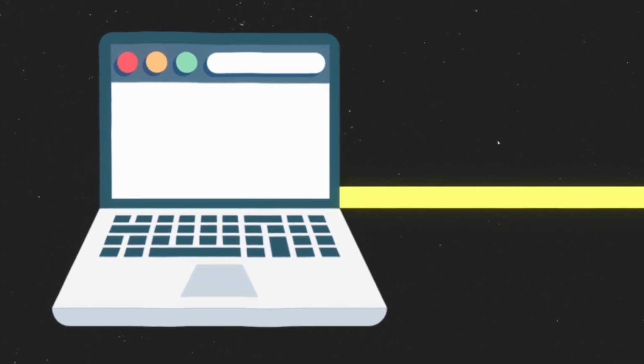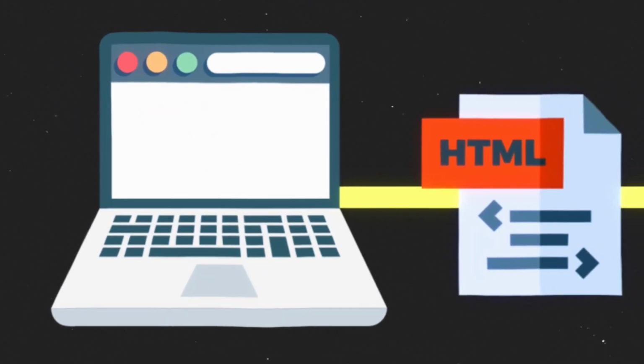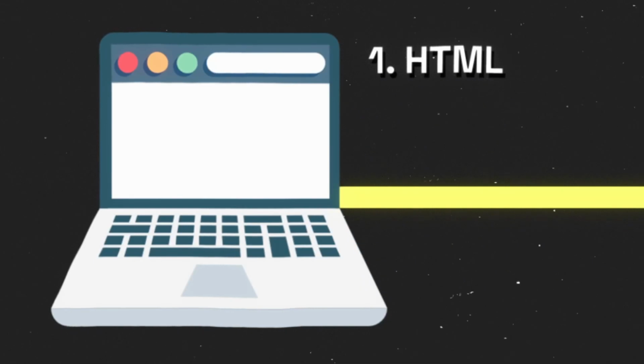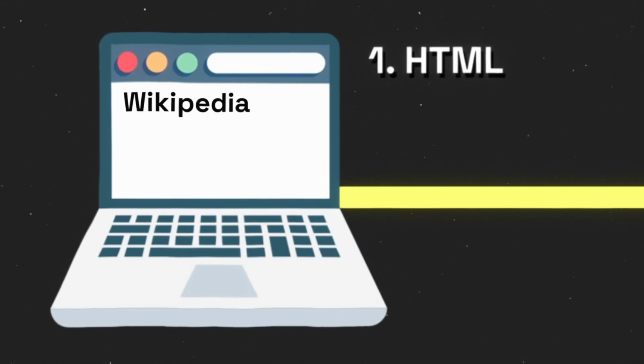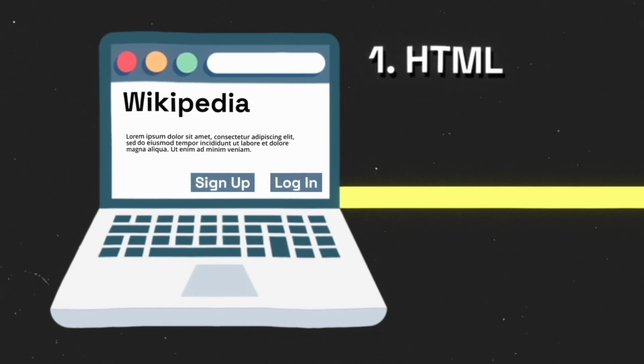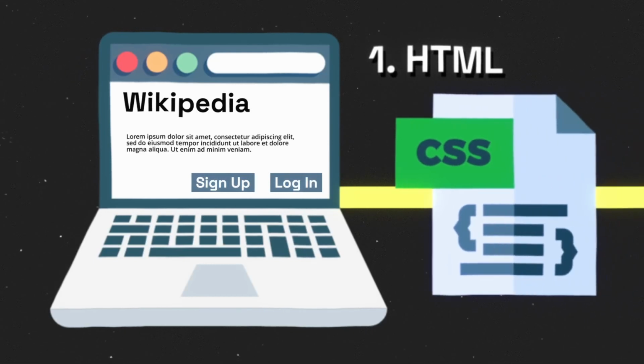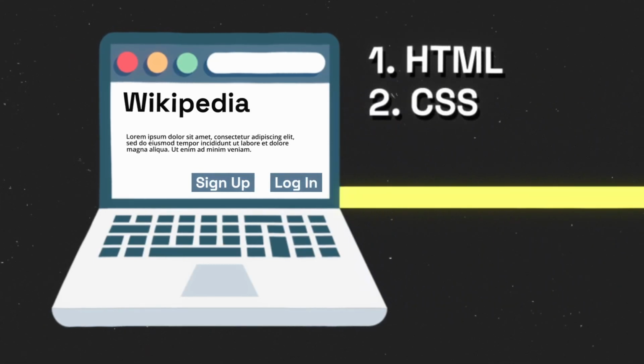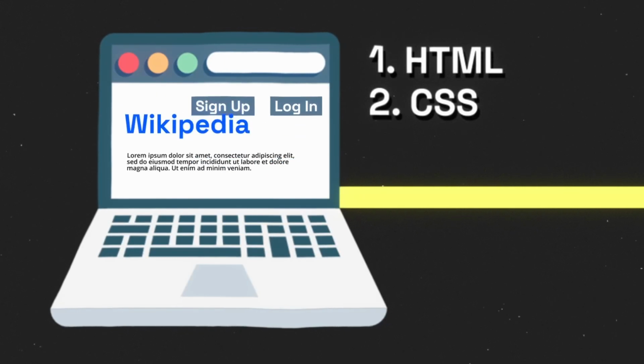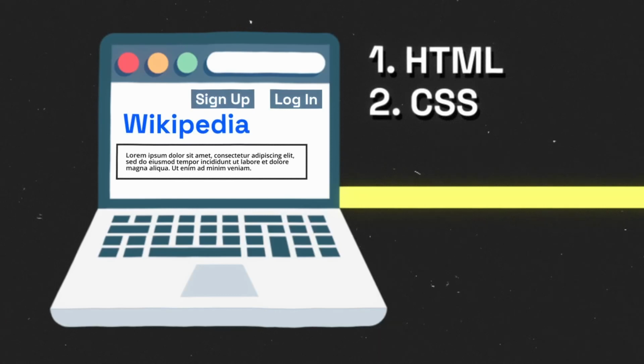Some will contain HTML code, which is a language used to describe the structure of the website. For example, the title, the buttons, the text, etc. Others will contain CSS code. CSS is a language used to describe how a website will look, the color of the title, the position of the buttons, borders, etc.